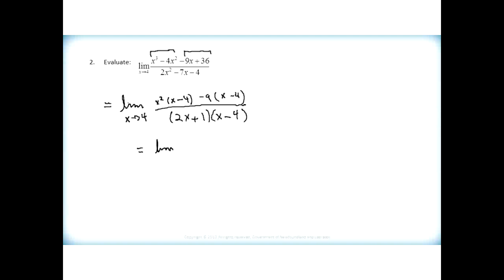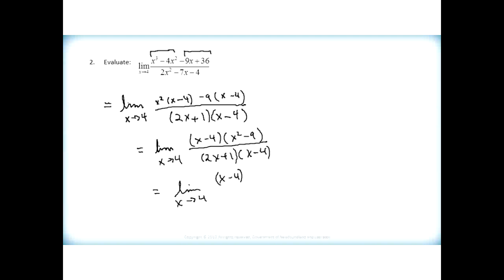Finish the factoring in the numerator. We have the limit as x approaches 4, and we're going to have x minus 4 times x squared minus 9. And that looks good, but it's still not finished. So we've got 2x plus 1 over x minus 4 down in the basement here. And finishing things upstairs, as x approaches 4, we've got x minus 4 times x minus 3 times x plus 3 for a difference of squares factoring, all over 2x plus 1 times x minus 4.